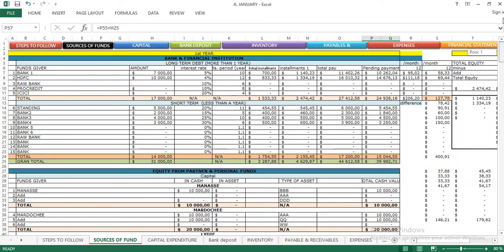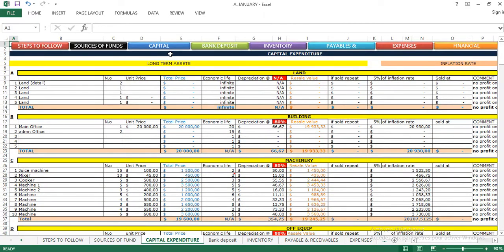Then the next page, here you have capital. This is capital expenditure. It means how you're going to spend the money. You have taken 100K of loan. The total amount is 100K. How are you going to spend that 100K to start your business?